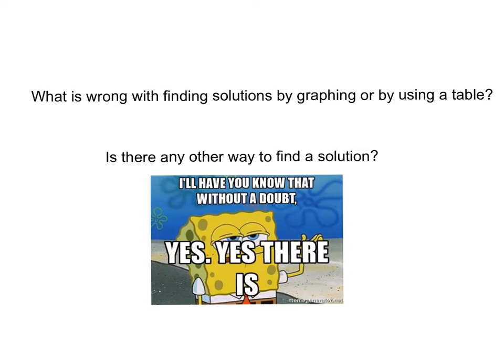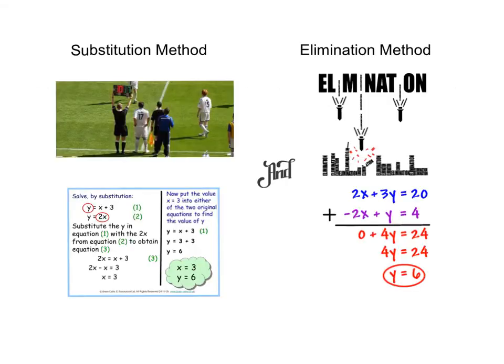So if we can't solve a system of equations by graphing because we can't be precise enough, or we can't use a table because there's an infinite number of domain choices to use, what can we do to solve? So here are the two methods that we have. Hopefully you remember these from a couple years ago. We have the substitution method and the elimination method. Now, I don't like to call it the elimination method. I like to call it the addition method because I always want to put a plus sign in there when I do it. So I'll show you that when we get there.